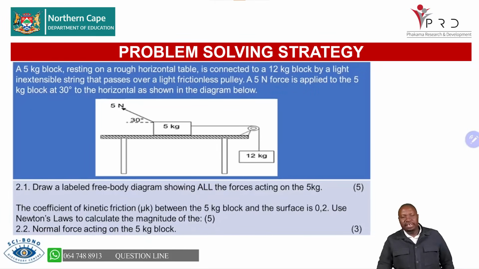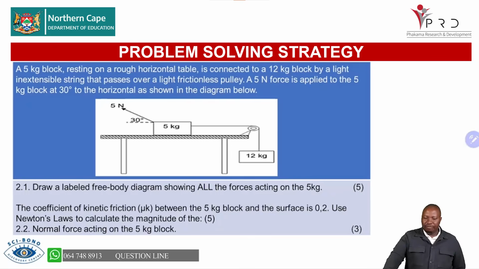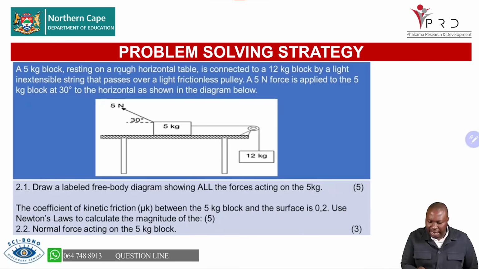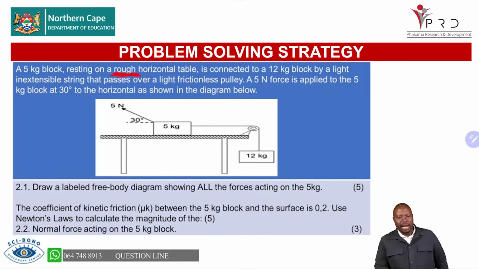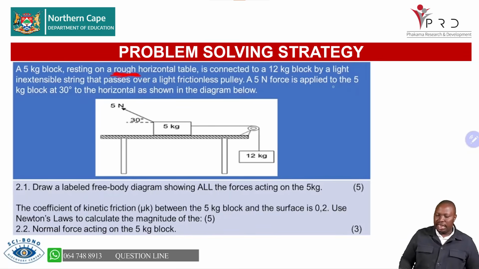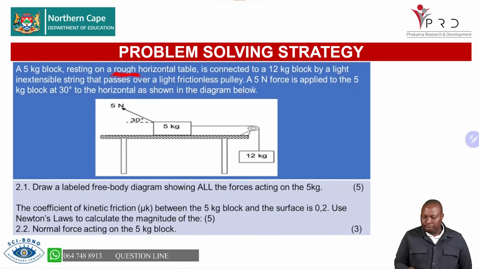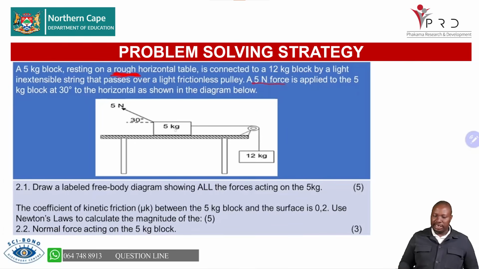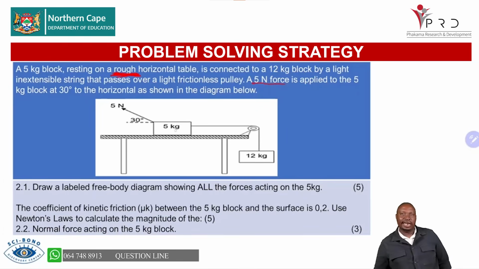Now we are given a scenario: a 5 kg block resting on a rough horizontal plane. Please ensure that you highlight that word rough, because it tells you this is a rough surface, which means we have friction. Don't forget that it's connected to a 12 kg block by a light inextensible string that passes over a light frictionless pulley. A 5 Newton force, which is our applied force, acts on the 5 kg block at 80 degrees to the horizontal as shown in the diagram below.